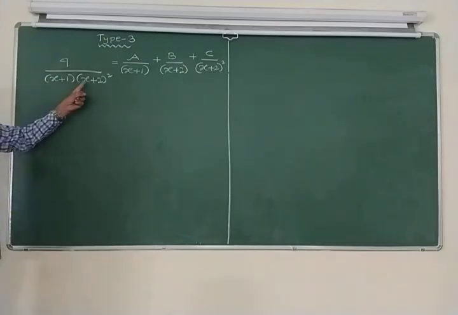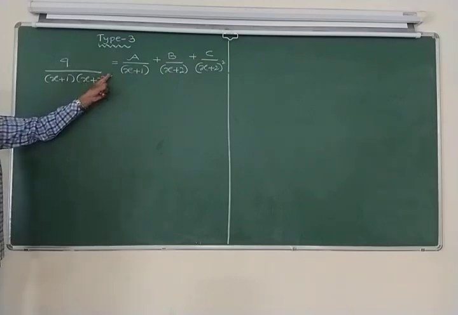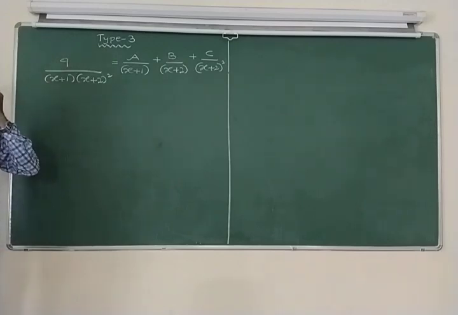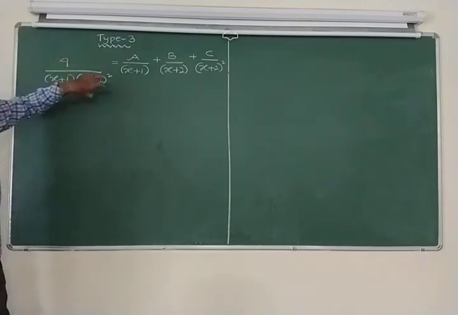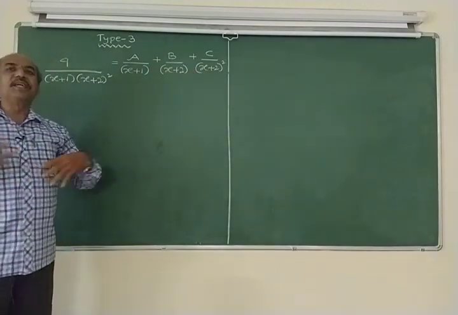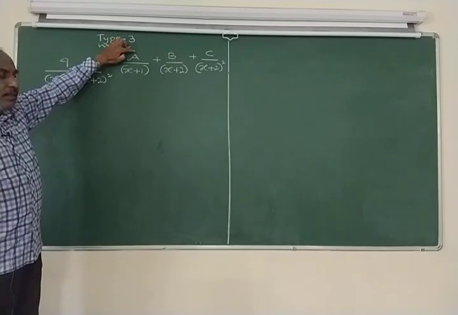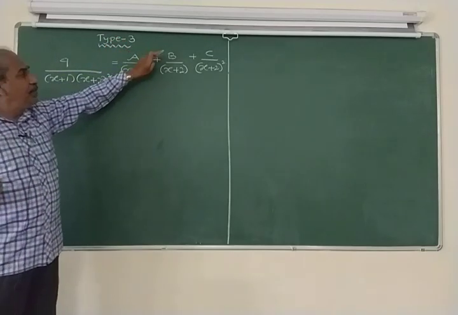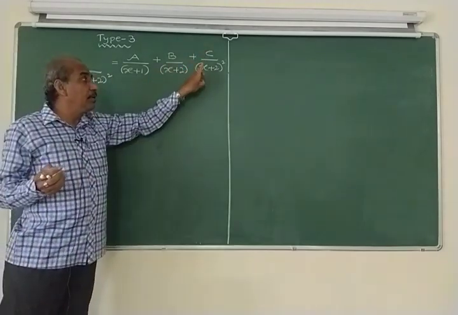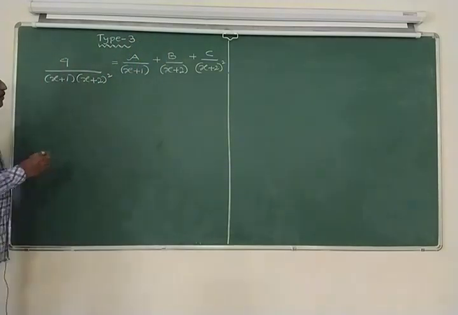factor. Repeated, because x plus 2 the whole square is there, and for that we say it is a repeated linear factor. Right? Then how can we write on the right hand side, how to split? So, this is how you can split: A by the linear factor, B by x plus 2, this term you must take, and plus C by the repeated factor, that means x plus 2 the whole square.